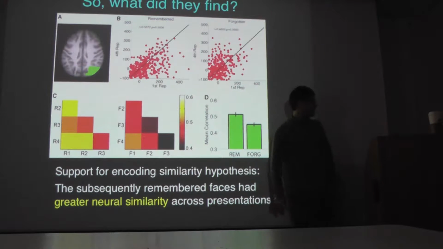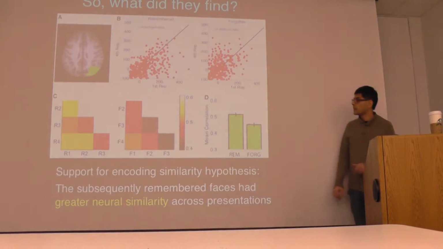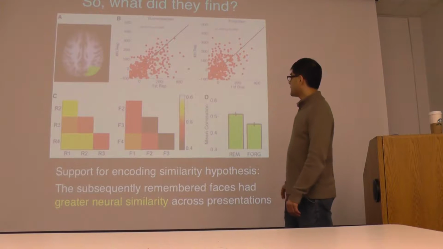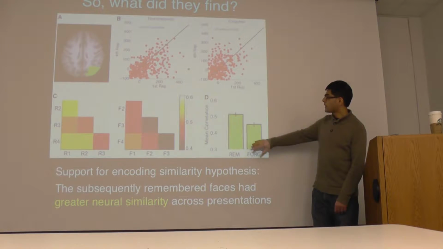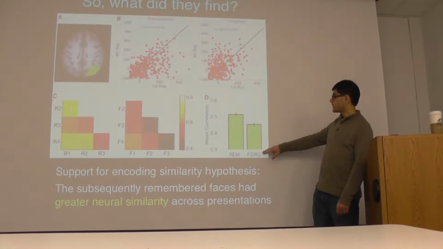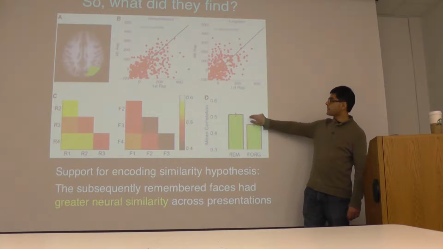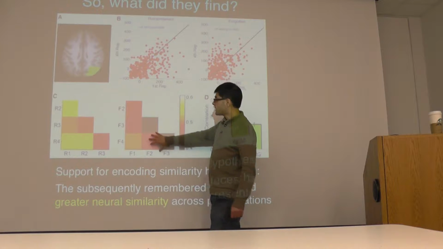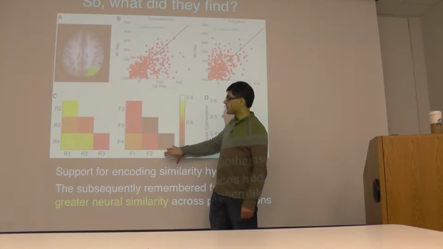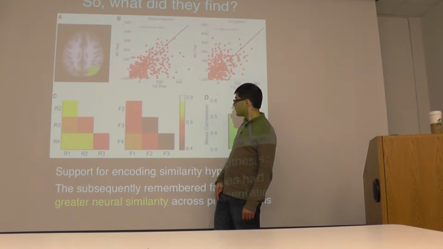Okay, so the crucial question is, how does this hold in general? And here's the average correlation for the remembered trials and forgotten trials. And you can see there's a higher correlation on average. And you can see these error bars are pretty small, so this is a significant difference. And this is the actual data version of that hypothetical correlation difference that we saw before.